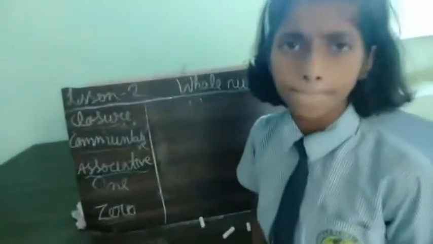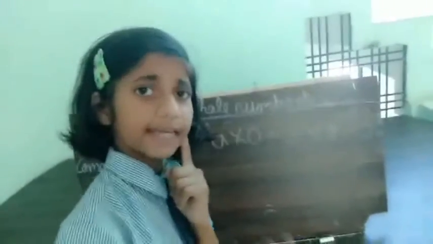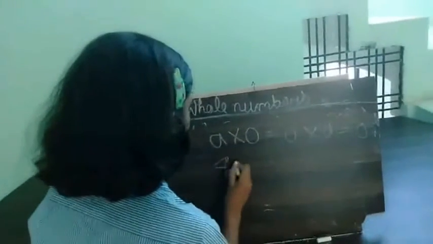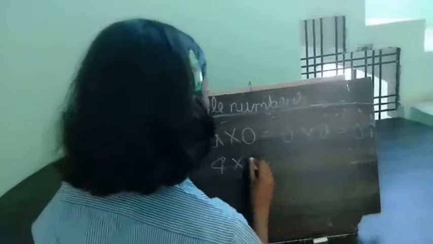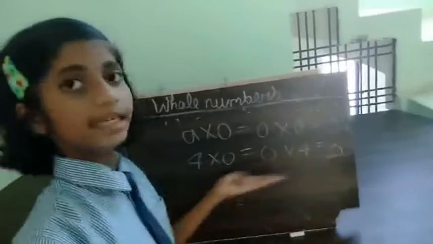Property of 0. If a is any whole number, then a into 0 equals 0 into a, and equals 0. By number, the value of a we take as 4. 4 into 0 equals 0 into 4 equals 0. This is the fourth property.